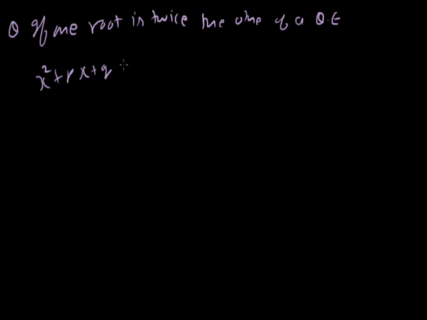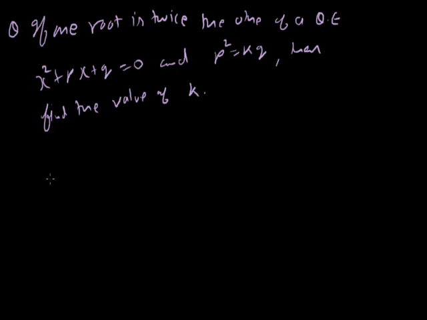So let's start the problem. If one root is twice the other of a quadratic equation x square plus px plus q equal to 0 and p square is equal to k times q, then find the value of k. So let's see how we can solve this.